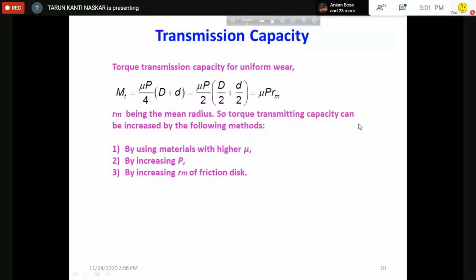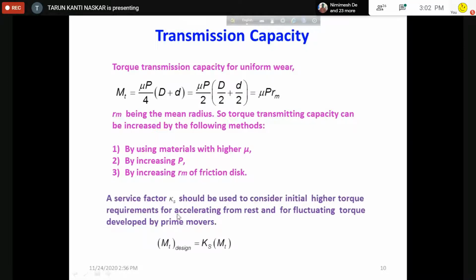So torque transmitting capacity can be increased by the following methods. Look at this equation: by using a material with higher mu, by increasing P, that is the actuating force, and by increasing Rm of the friction disc. So from this equation we can state that by these three methods we can increase the torque transmitting capacity for a single plate friction clutch.